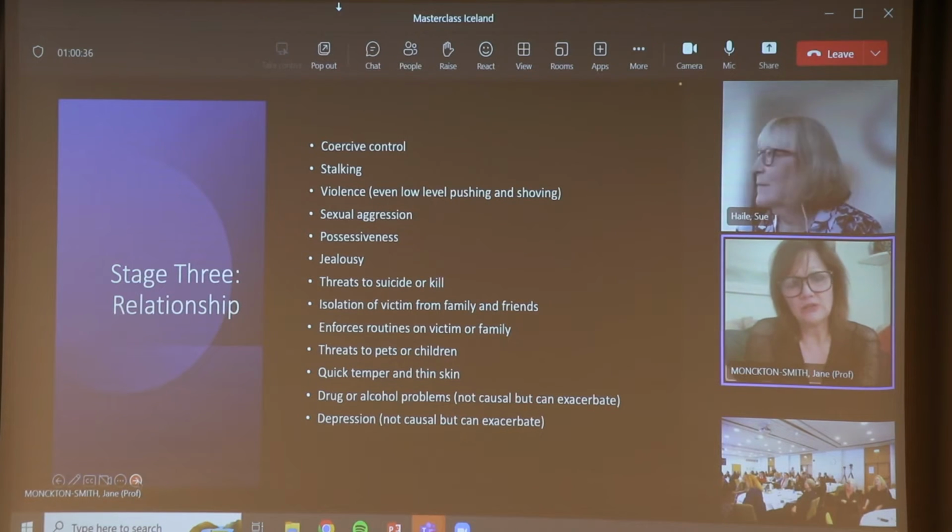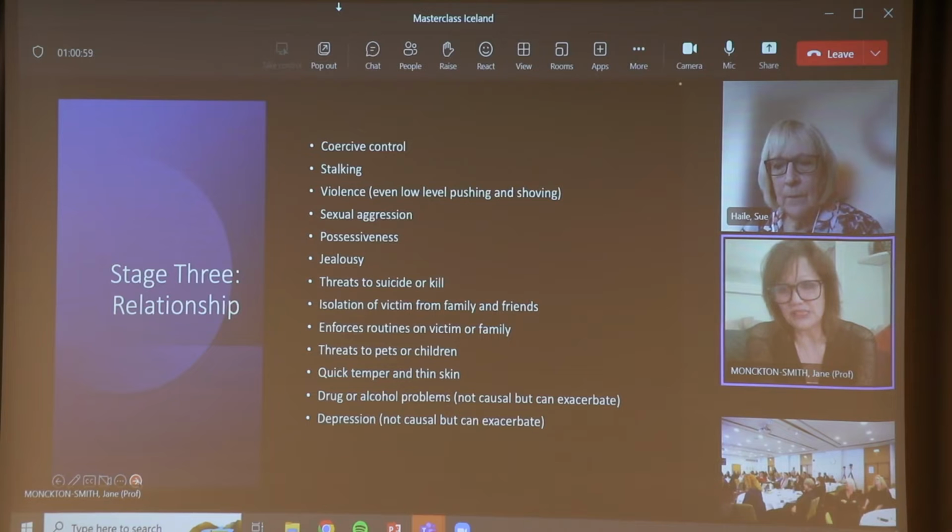But I think what we've got time to say is that this is the relationship stage. It will be dominated by controlling patterns. The police may or may not get involved. Social services may or may not get involved. We don't know. And we know that it can last any length of time. So we can't judge risk based on the length of time that 2 people have been together.